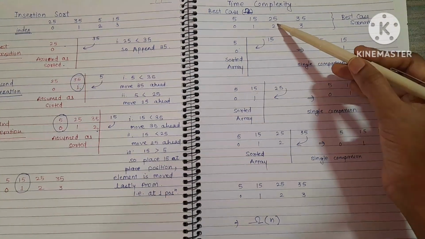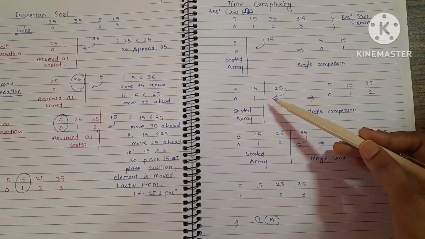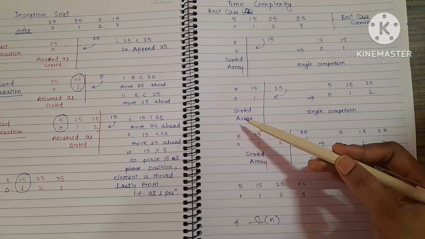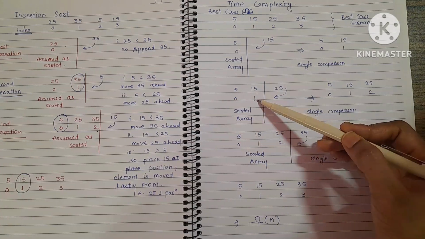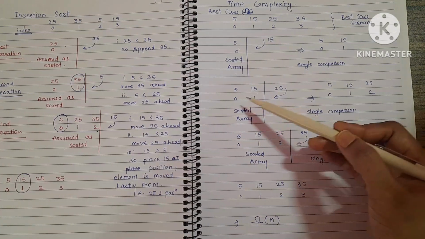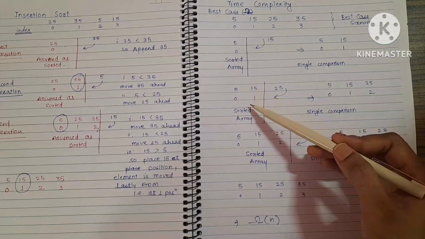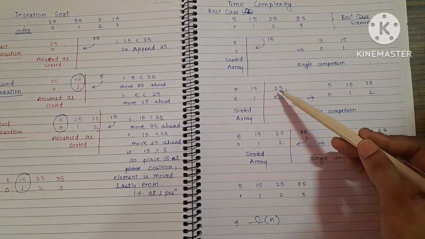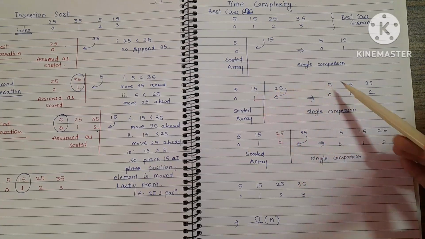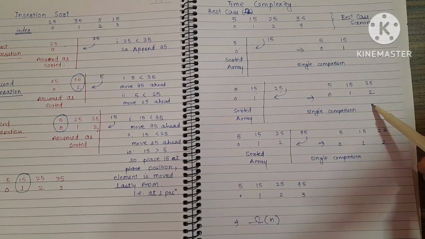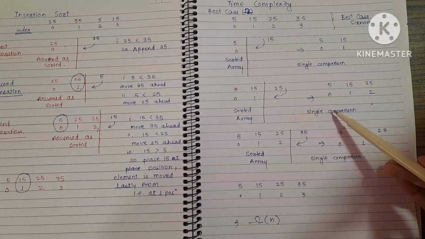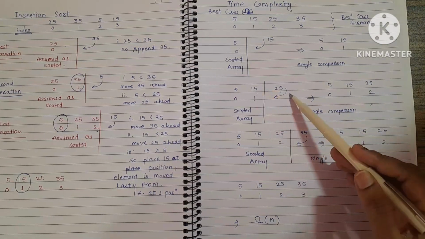Moving with the second iteration, we try to insert this 25 element into the sorted array. Here we have a sorted array with 2 elements in ascending order. So this 25 is compared with the last element from this sorted array, which is 15. As 25 is greater than 15, it is getting placed at the 2 position. This also involves a single comparison of 15 and 25.